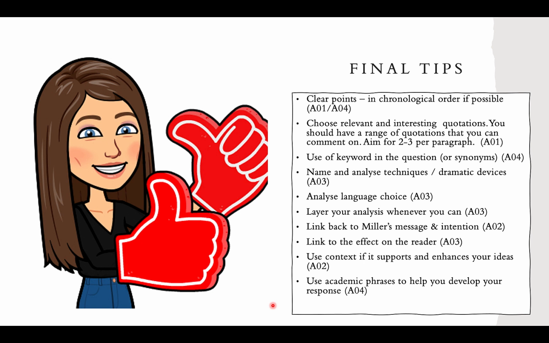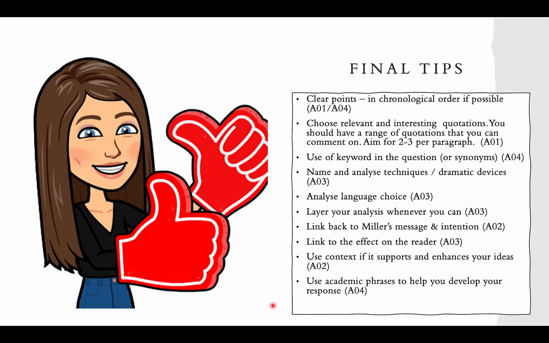Choose relevant and interesting quotations. So choose ones that you think there's definitely something I can talk about. There's definitely a device or a technique or interesting language that I can analyse. You should have a range of quotations that you can comment on. You want to aim for 2 to 3 per paragraph. And like I said, make it easy on yourself. Not all of the quotations have to be excessively long. Sometimes they can merely be a word or a short phrase.